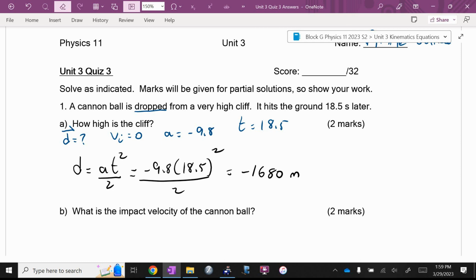If this was a multiple choice question, I will not give you negative 1680 and positive 1680 to pick from. I would just commit to once. I won't try and trick you that way. That's cheap. Okay. If you got that right, 2 out of 2. Otherwise, for all of these questions, I would give you 1 mark for the correct equation, half mark for the numbers, and a half mark for the answer.